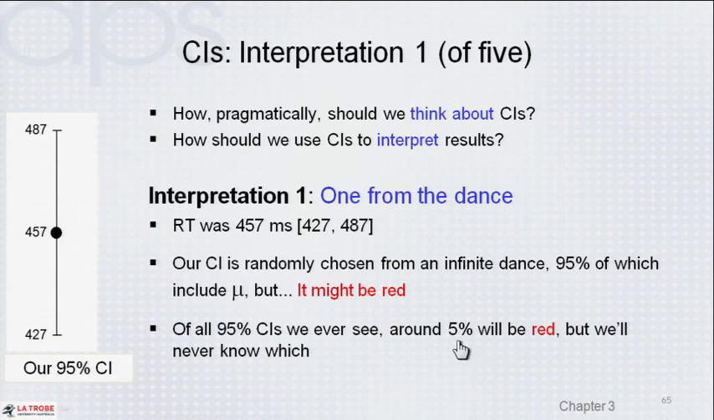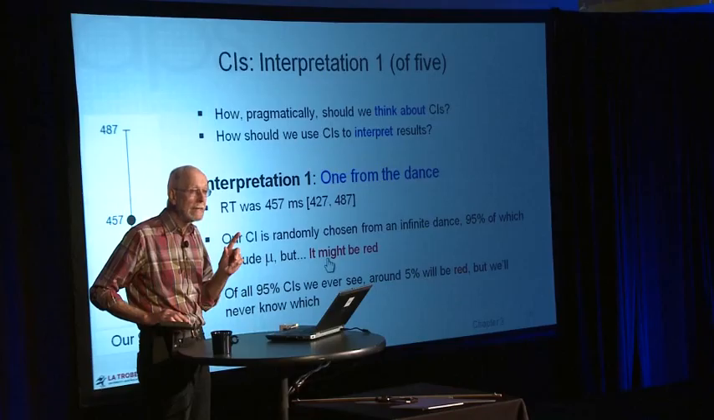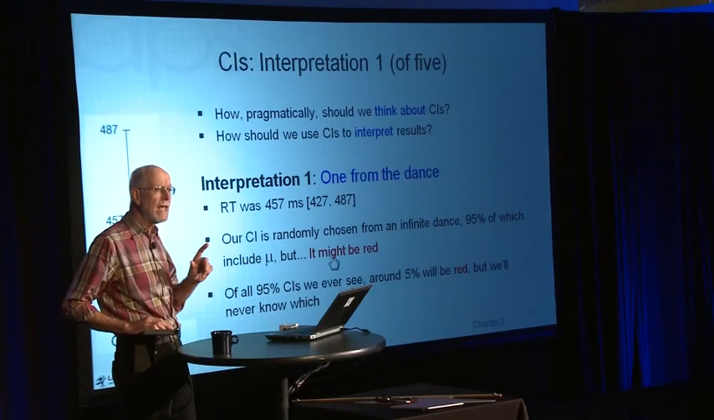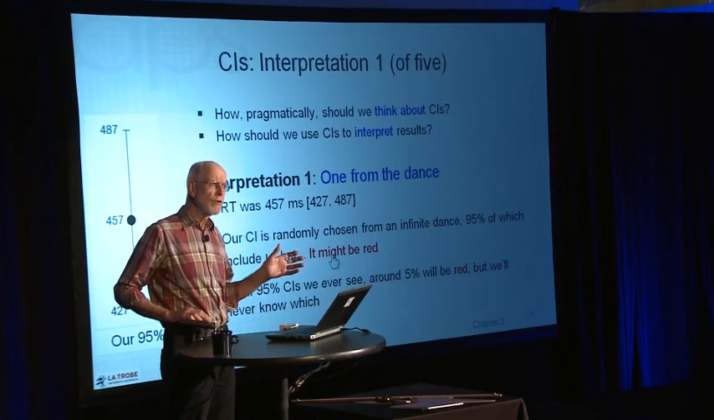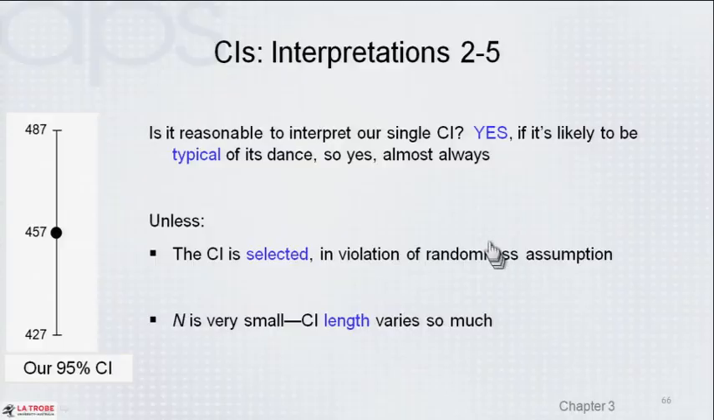The first is one from the dance, and this is the definitional one. And we say that our particular confidence interval here came from a dance, 95% of which included the true value. But ours might be red. We must never forget, unfortunately, in real life, confidence intervals don't come coloured. And in your lifetime of looking at 1,000 or 1,000,000 confidence intervals, 5% of them will be red. You'd have no idea which they are. The 10 you look at today might all be red or none red. You'll never know. So is it reasonable to interpret our single confidence interval?